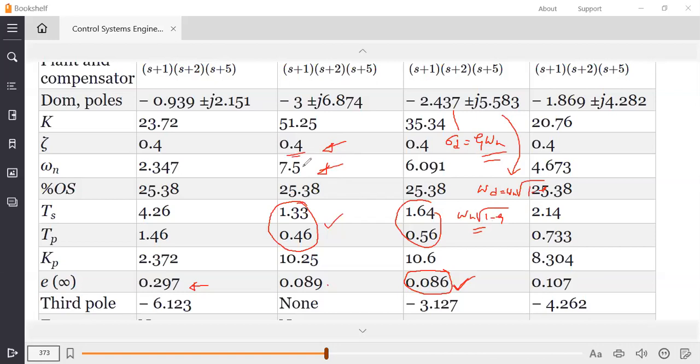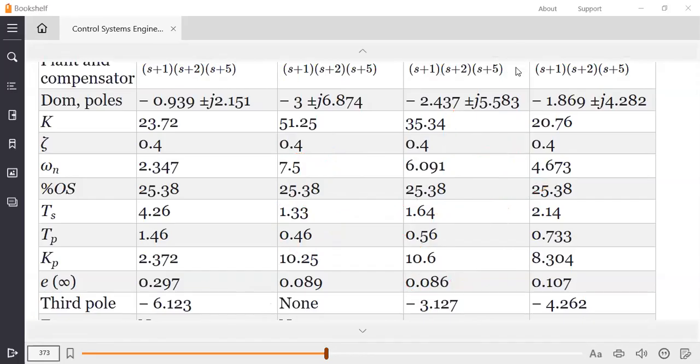We already know the value of zeta, because we calculated it based on a certain percentage of overshoot. So zeta is known, and you can easily find out what should be the value of omega n. Once you know that, the rest of the things should not be difficult to calculate. So forming a table like this should not be that difficult.